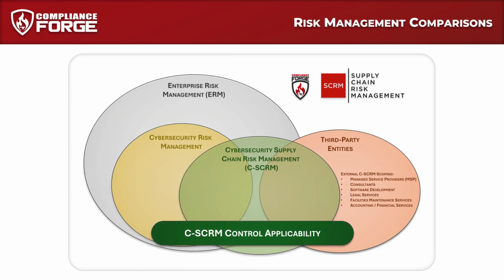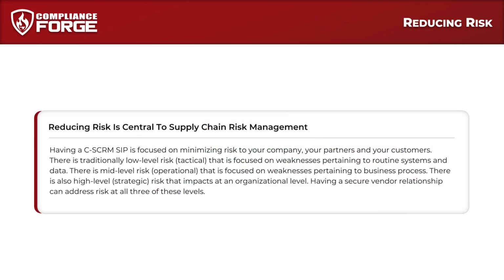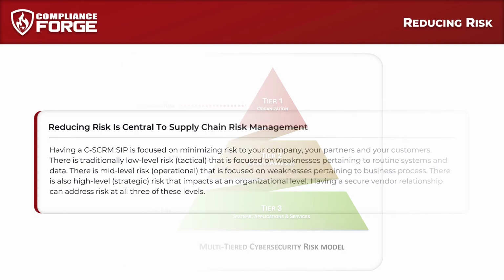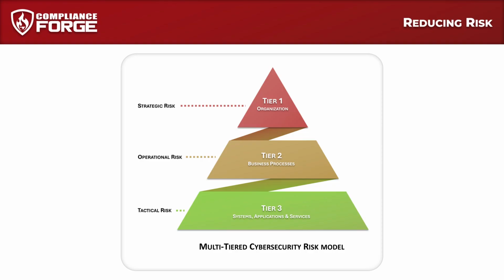As a visual, here is how enterprise risk management, cybersecurity risk, and supply chain risk management relate to one another. Finally, reducing risk is central to supply chain risk management. There is traditionally low-level, tactical risk, focused on weaknesses pertaining to routine systems and data. Mid-level, operational risk, focused on weaknesses pertaining to business process. And high-level, strategic risk, that impacts at an organizational level. Having a secure vendor relationship can address risk at all three of these levels. As a visual, here is the multi-tiered cybersecurity risk model, spanning the strategic, operational, and tactical levels.